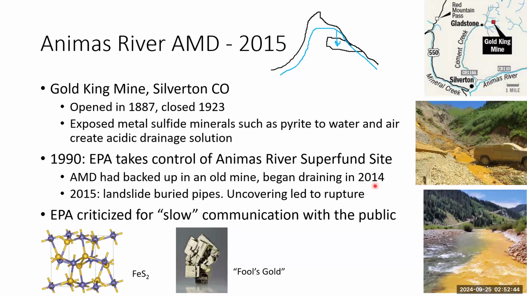And in the process of using bulldozers to remove the landslide so they could check on the pipes, they ruptured the pipes. And so this ruptured the pipes, and it just spilled all of this iron sulfide acid right into the beautiful Animas River. It was, to be blunt, a shit show.